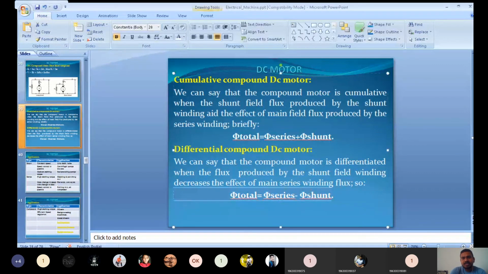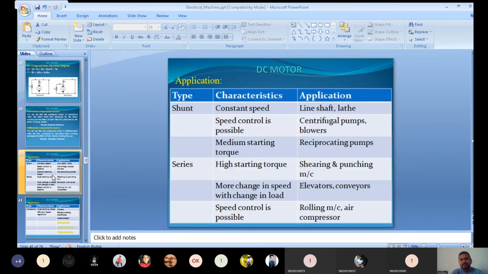Okay, and what is the flux equation? Total flux phi is equal to phi series minus phi shunt, that is phi SE minus phi SH. That means the total flux will reduce. So in a cumulatively compound motor the total flux will increase, whereas in a differentially compound motor the total flux will reduce. There are also two types of compound motor, long shunt and short shunt, as well as cumulatively compound motor and differentially compound motor.